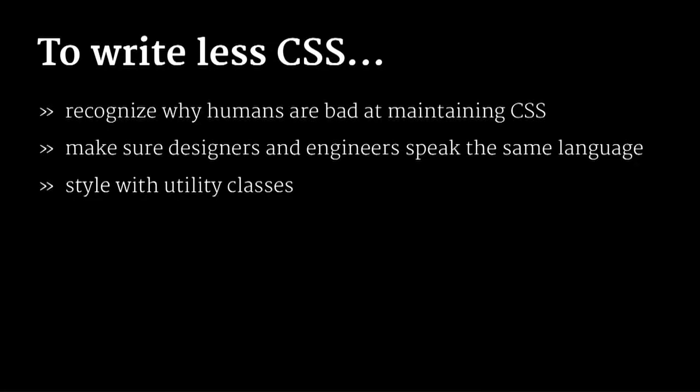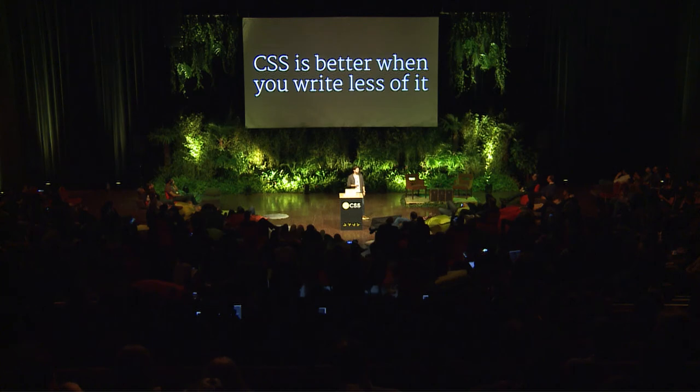I highly recommend styling with utility classes. You have to do what works for you, but I can tell you that it's worked exceptionally well for Meetup. And always automate your documentation from source. All this is important because CSS is better when you write less of it.